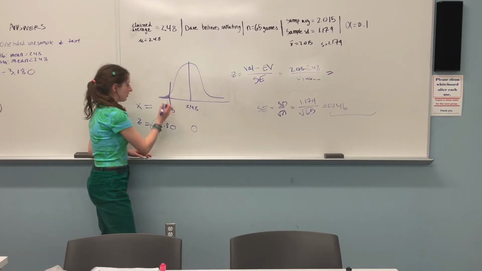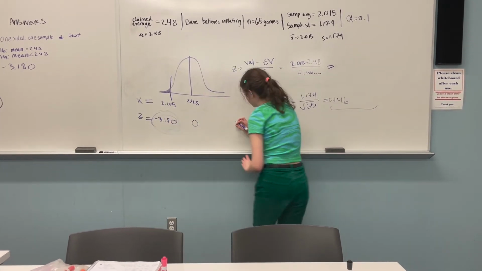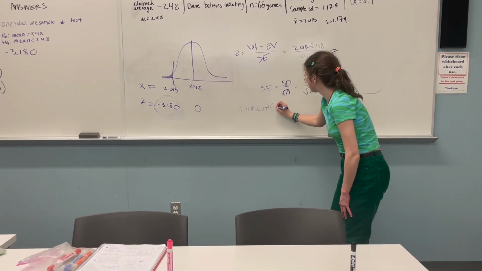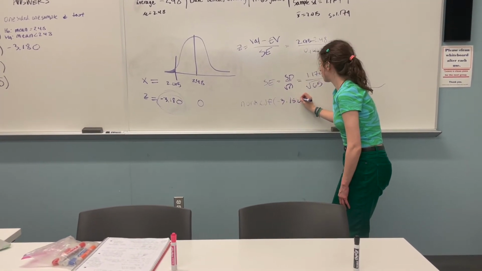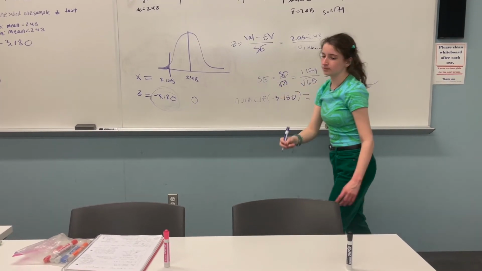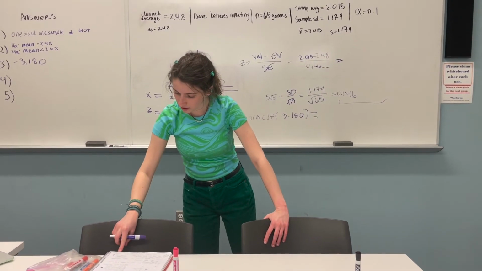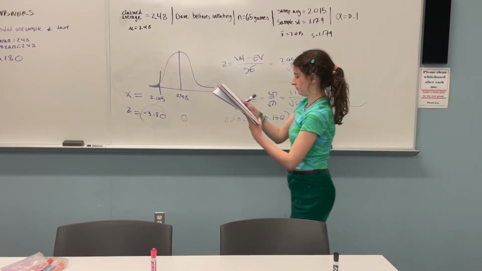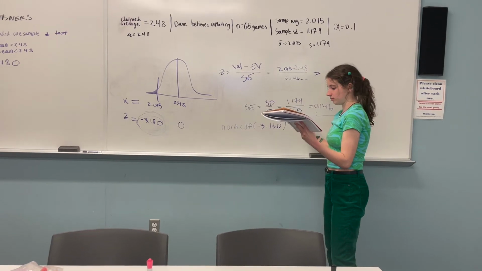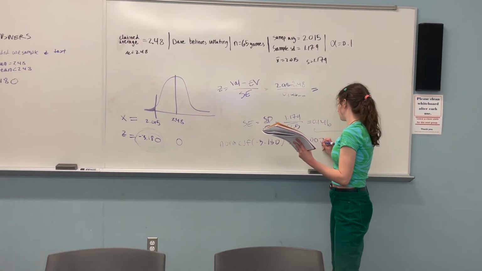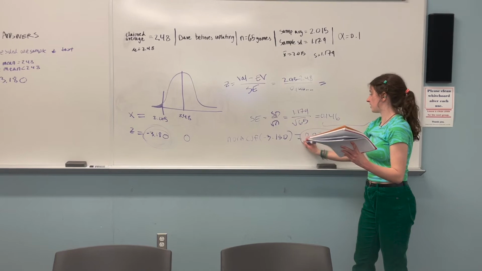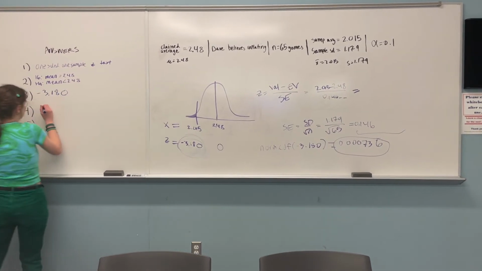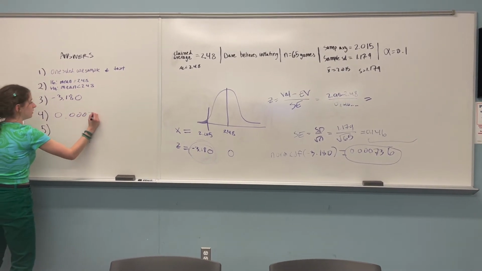So to find this area here, you just do norm.cdf and then 3.180, and that'll give you that area there. And it ends up being very small, 0.000736. So this is a very tiny p-value. So I'm going to write it over here, but then I'm going to explain that a little more. 0.000736.